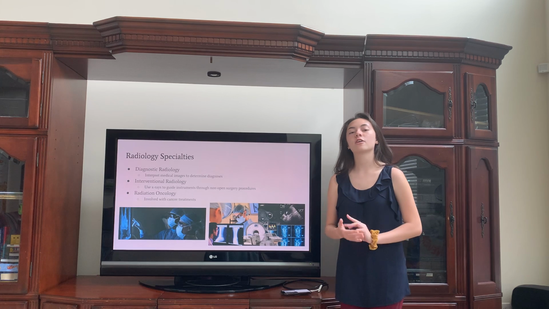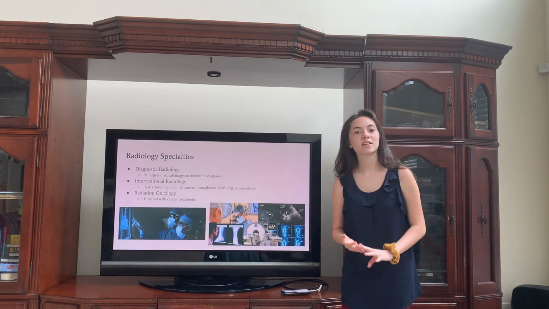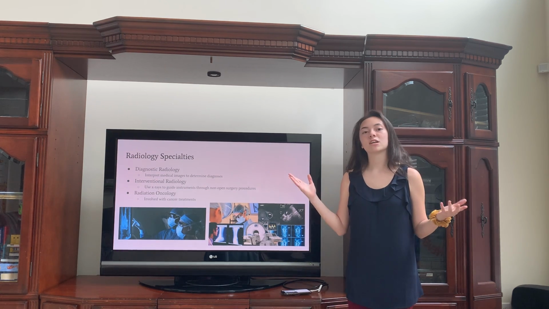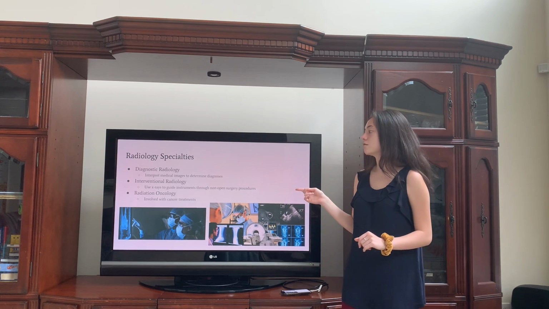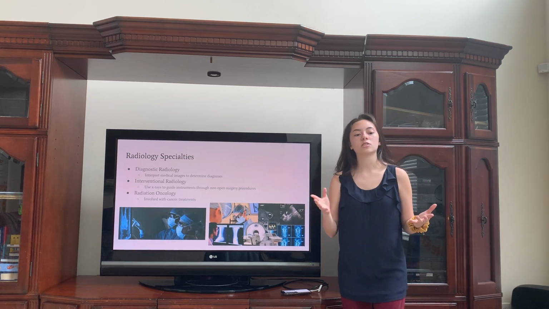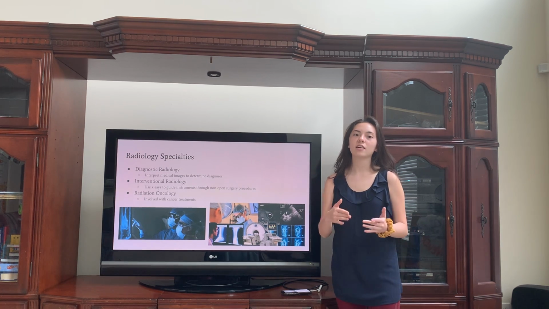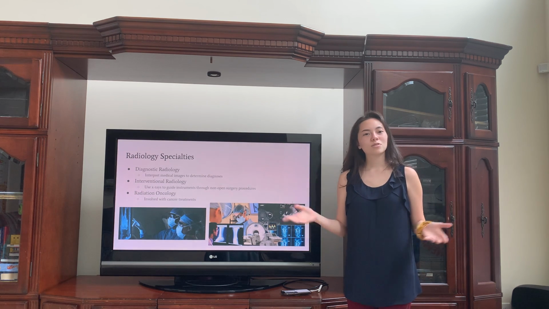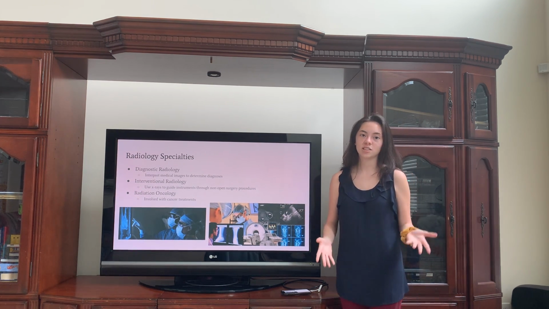Within radiology, there are three specialties: diagnostic radiology, interventional radiology, and radiation oncology. Diagnostic radiology is where doctors interpret medical images to determine diagnosis. Interventional radiology is where doctors use X-rays to guide small instruments through the body in a non-invasive surgery. Radiation oncology is pretty simple to understand if you know what oncology means. It has to do with cancer treatments.